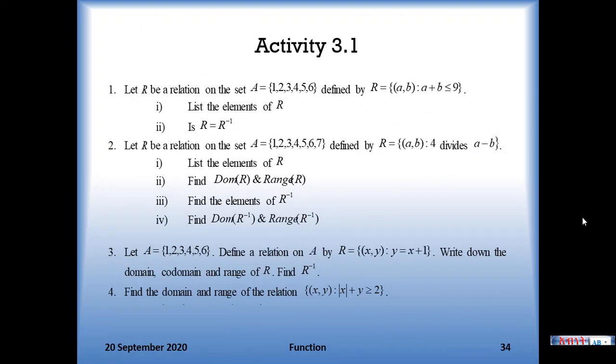Here is Activity 3.1. In order to understand more and increase your skills in solving mathematical problems, please read and do it. If you have any questions, please send your question or comments by my email or by my Telegram channel.